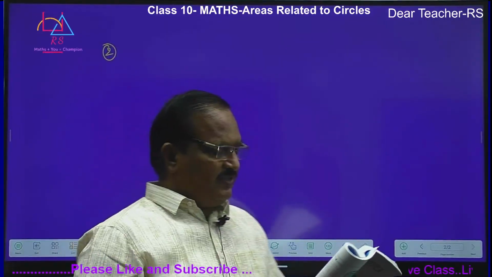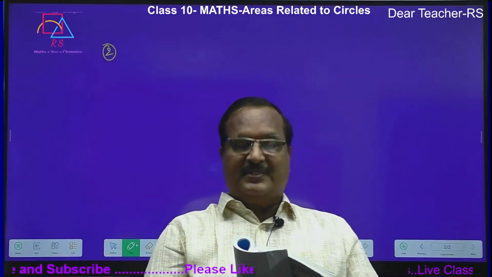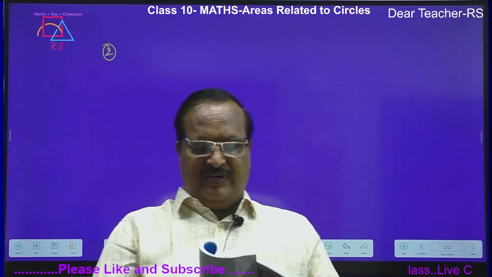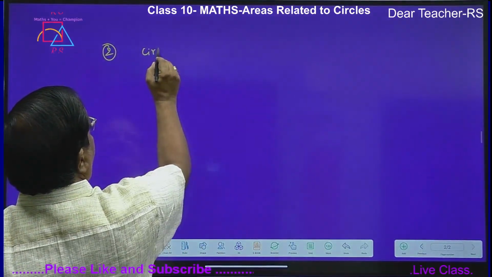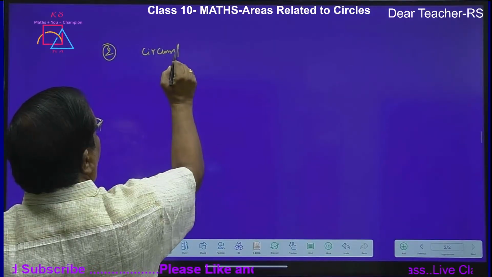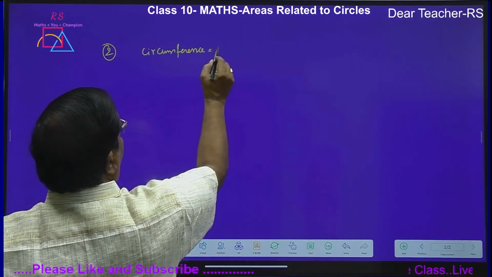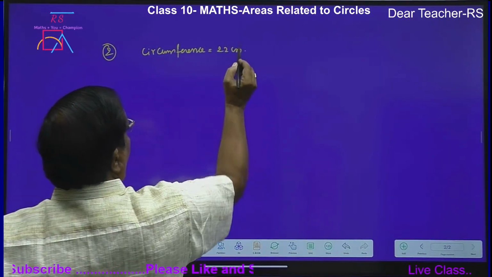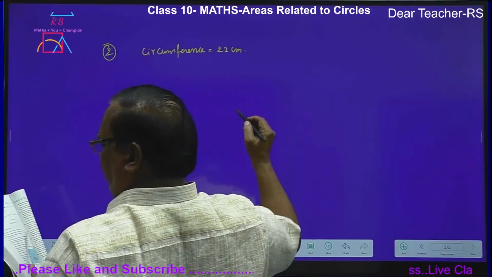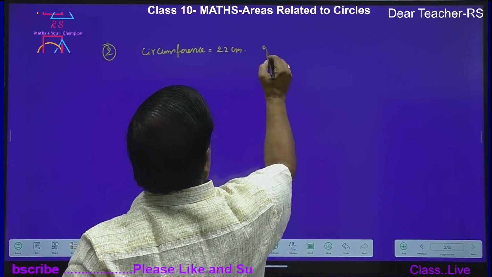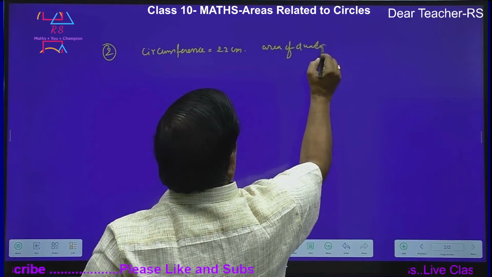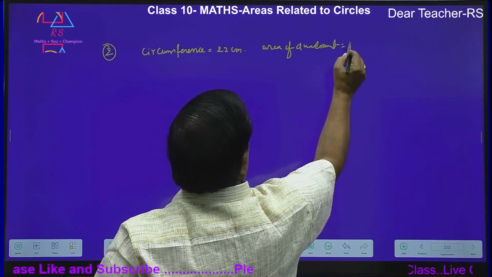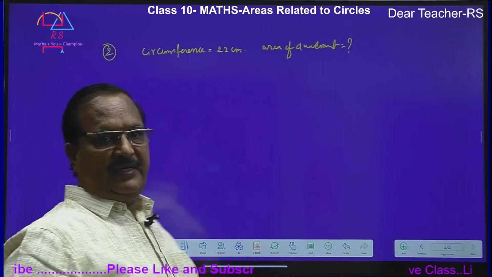Find the area of the quadrant of the circle whose circumference is 22 centimeters. So he has given the circumference is equal to 22 centimeters, and he has asked to find the area of the quadrant. Area of quadrant is the question mark.